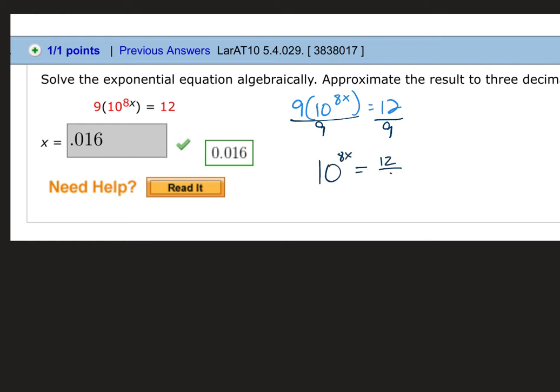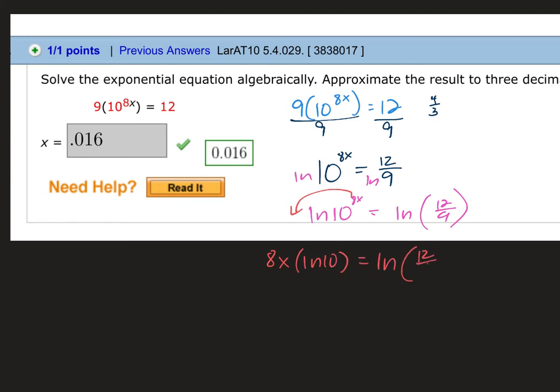Now I can reduce 12 over 9 because 3 goes into both of those. I could make it 4/3, or you can leave it 12 over 9. It doesn't matter, because you're going to put it in the calculator at the end anyway. The bases can't be made the same, so I'm going to ln both sides of my equation. ln of 10 to the 8x equals ln of 12 over 9. Be careful to find the ln of that whole thing, so put it in parentheses. Now I would bump the 8x to the front: 8x times ln of 10 equals ln of 12 over 9.